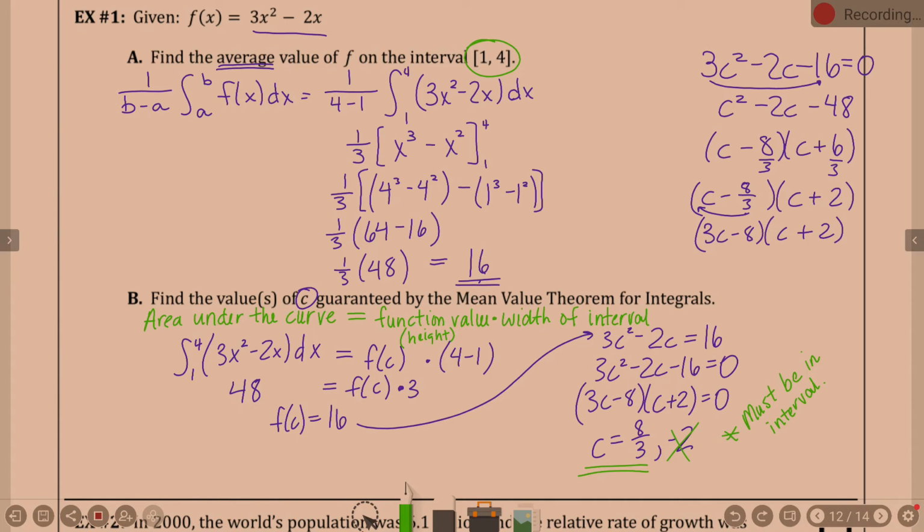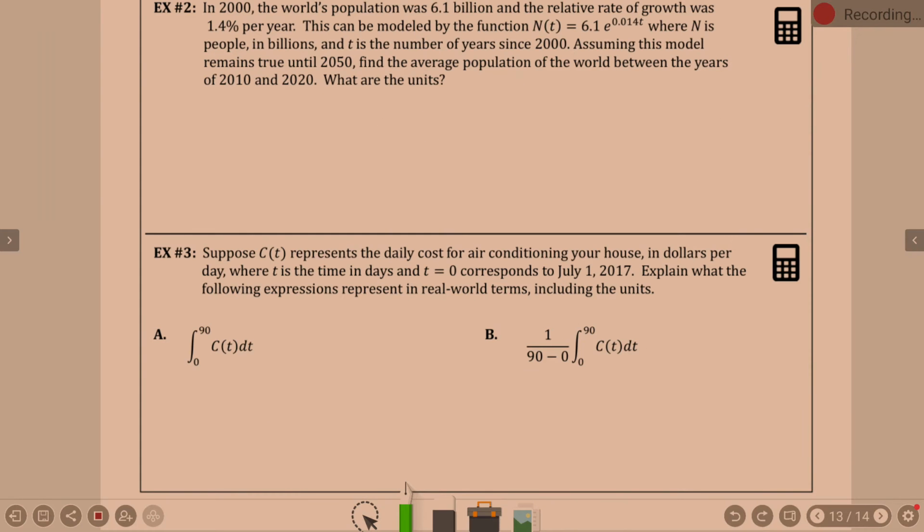Okay, moving on. In 2000, the world's population was 6.1 billion and the relative rate of growth was 1.4% per year. This can be modeled by the function N of t equals 6.1 e to the 0.014t, where N is people in billions and t is the number of years since 2000. Assuming this model remains true until 2050, find the average population of the world between the years of 2010 and 2020. What are the units?